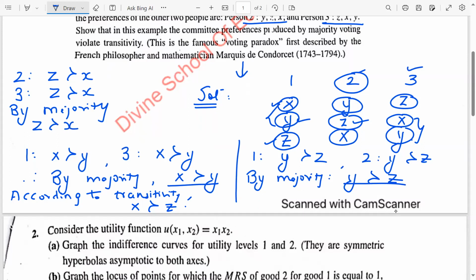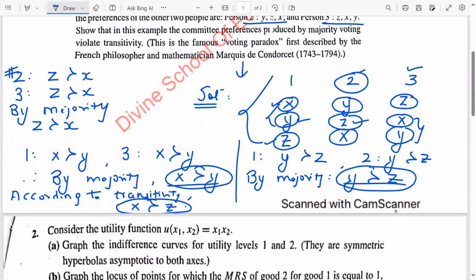So transitivity is violated because if you go by this order, majority prefer X to Y, majority prefer Y to Z. By transitivity, X should be preferred to Z, but it's not. Individual 2 also you can see prefers Z over X. Individual 3 also you can see prefers Z over X. So therefore transitivity is violated.